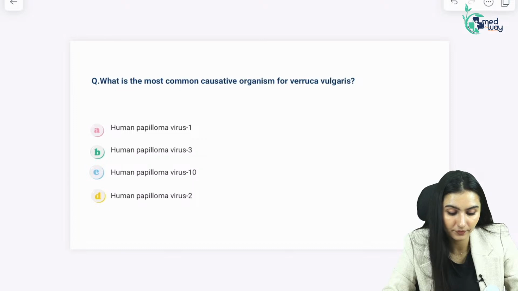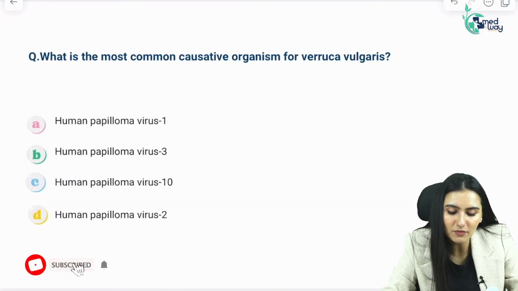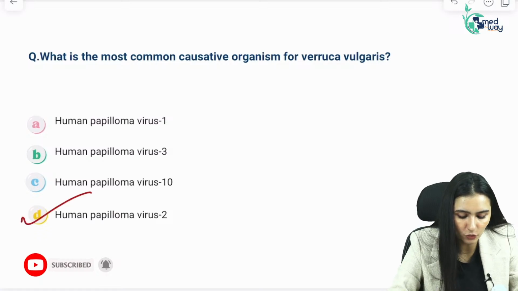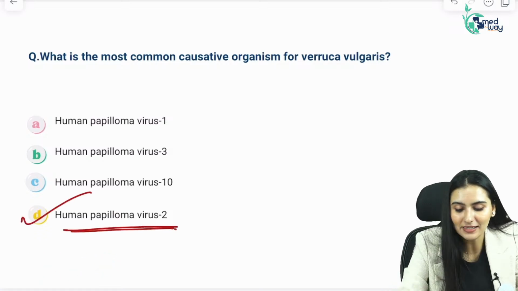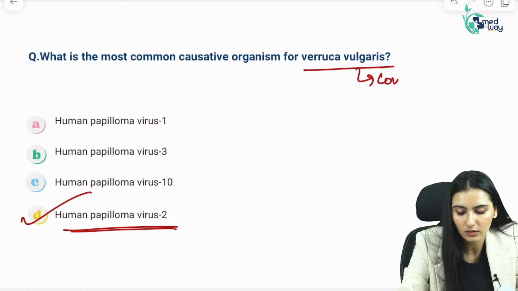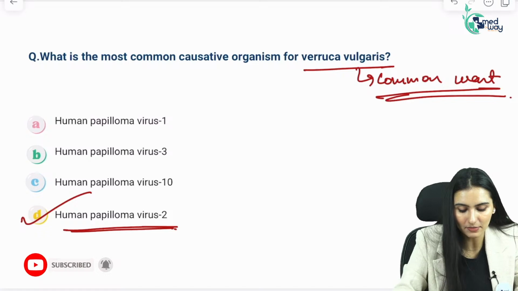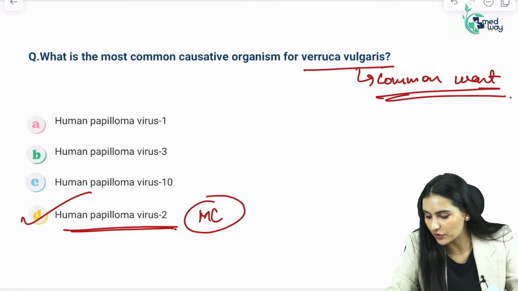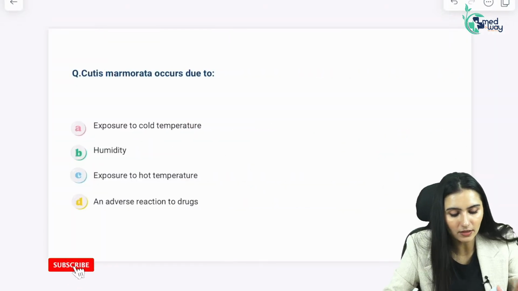What is the most common causative organism of Verruca vulgaris? Again, if you know it, you know it. It is HPV2. Verruca vulgaris is the common word. And the most common organism is HPV2. This is a question you just have to mug up. If these questions come, they have to be done in seconds.